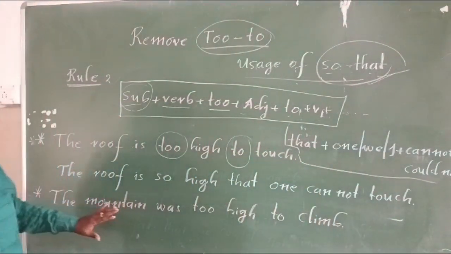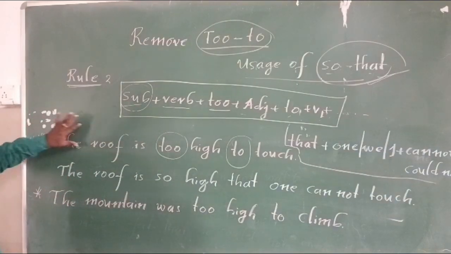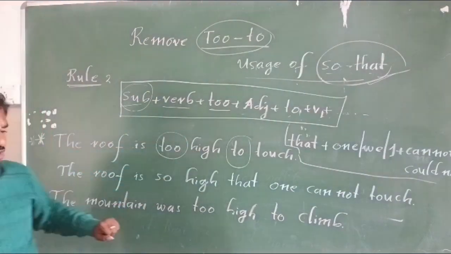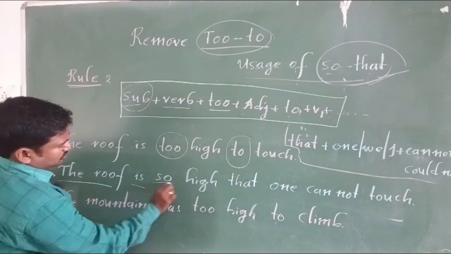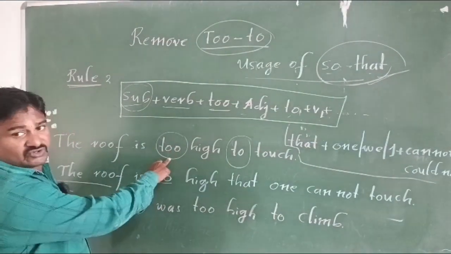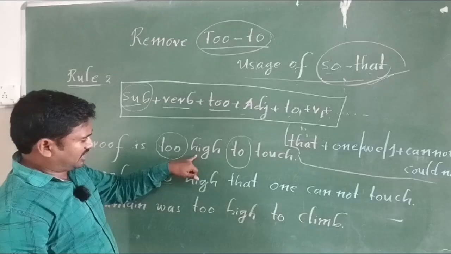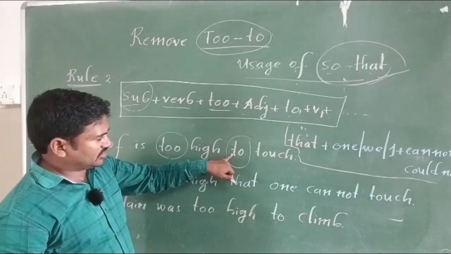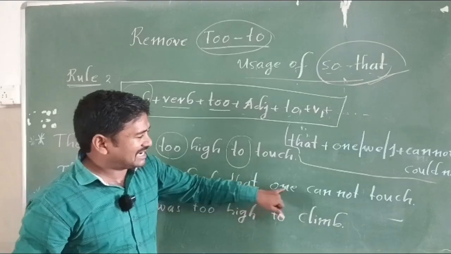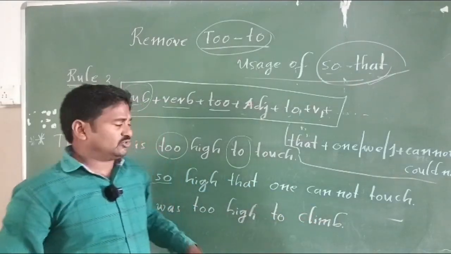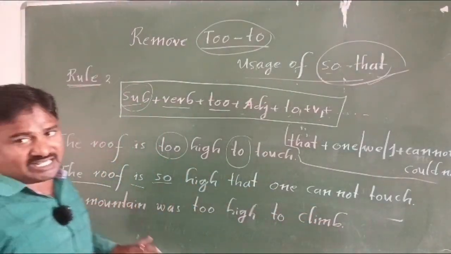Okay. So next example, the roof is too high to touch. In place of that, the roof is so high. So in place of "too" we'll use "so". So high, adjective. So "to" in place of that we'll use that one cannot touch. So here the reality, what is that?